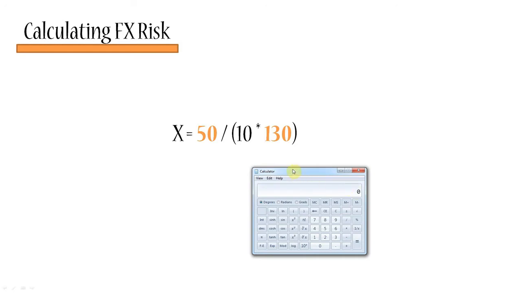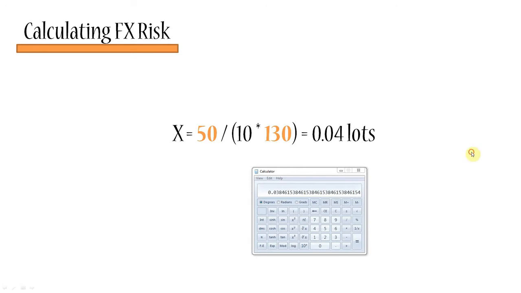So we're going to do 50 divided by 10 times 130, and that gives us approximately 0.03846. And of course, in volumes, in lots, we can only use 2 decimal points. Actually it depends on your account, but on this account it's 2 decimal points. So we're going to round that up to 0.04. So I'll just type that in here. Equals 0.04 lots. Perfect. Now we can go ahead and conduct this trade.